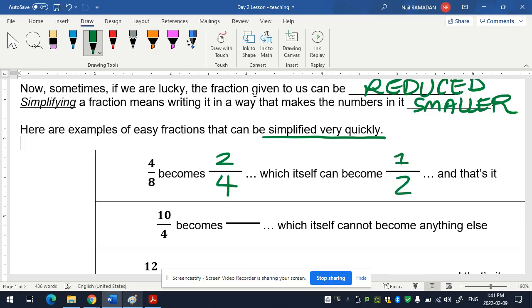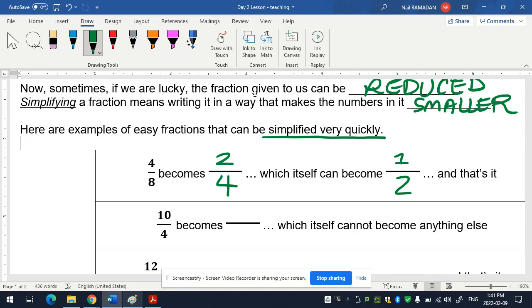Can you simplify 1/2 anymore? No. I'll always give you a fact: if you make it such that one of the numbers is 1, you're done, because 1 cannot get any smaller. So once one of the numbers hits 1, either the top or the bottom one, simplifying is done. You're done with the question.